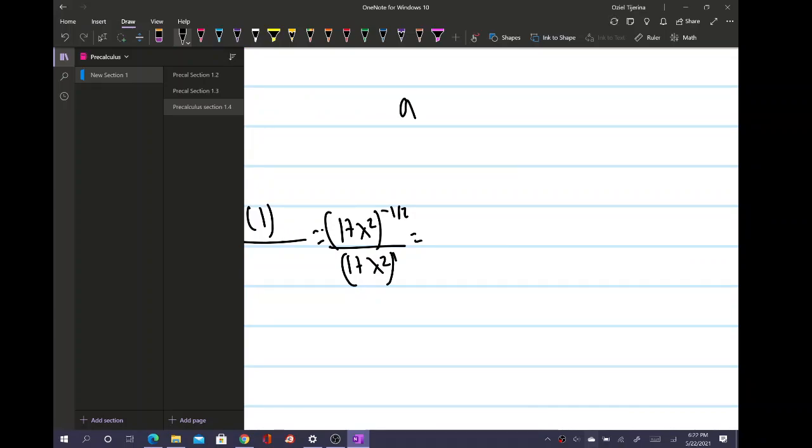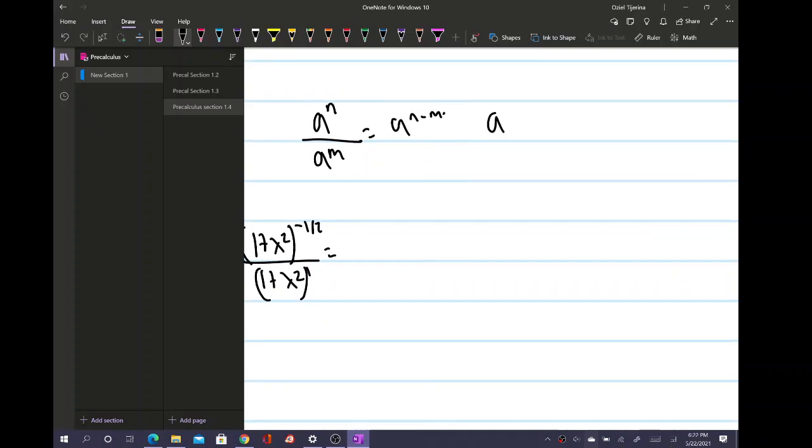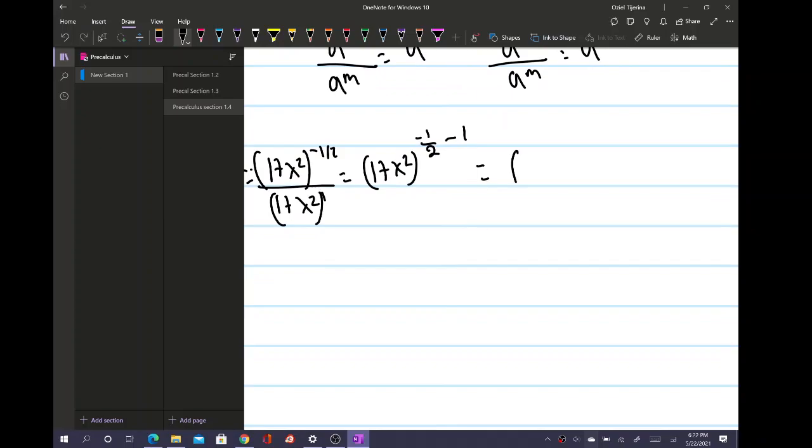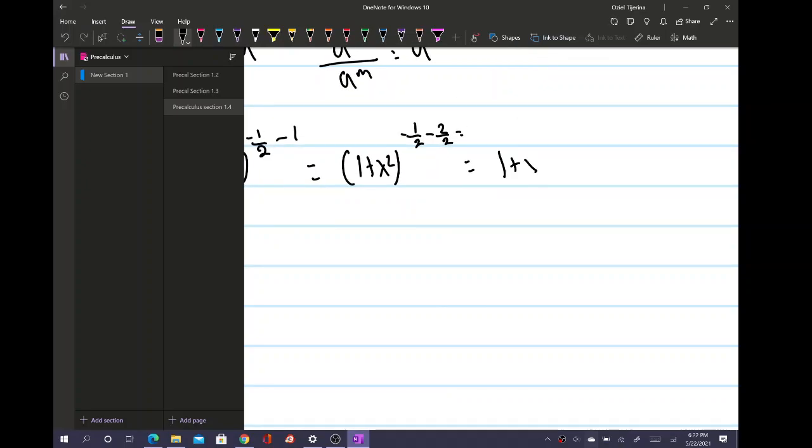Remember that a to the n over a to the m is just a to the n minus m. Now if we have a to the negative n over a to the m, this is a to the negative n minus m. So this is just going to be 1 plus x squared raised to the negative 1/2 minus 1 power. This is 1 plus x squared raised to the negative 1/2 minus 2/2 power. So this is going to be 1 plus x squared raised to the negative 3/2 power, right?